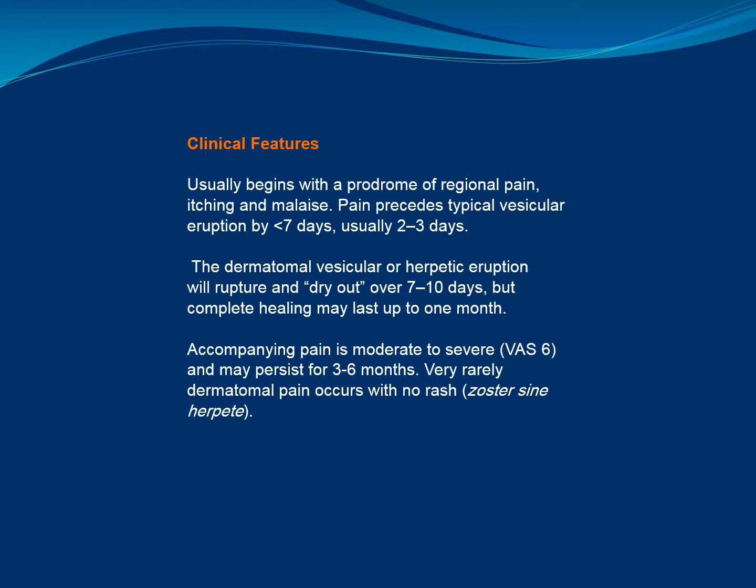Clinical features usually begin with a prodrome of regional pain, itching, and malaise. Pain precedes typical vesicular eruption by less than 7 days, usually 2 to 3 days. The dermatomal vesicular or herpetic eruption will rupture and dry out over 7 to 10 days, but complete healing may last up to 1 month. The pain is moderate to severe, with a visual analog scale of 6, and may persist for 3 to 6 months.